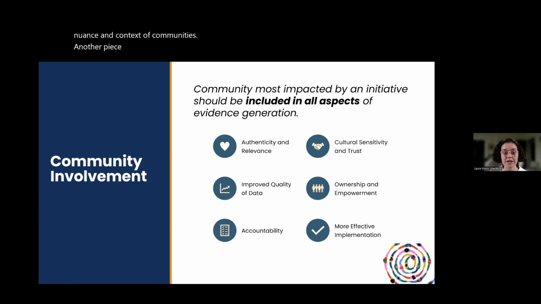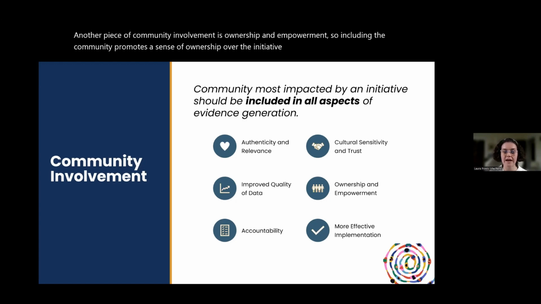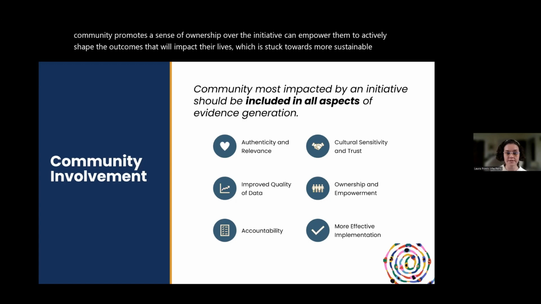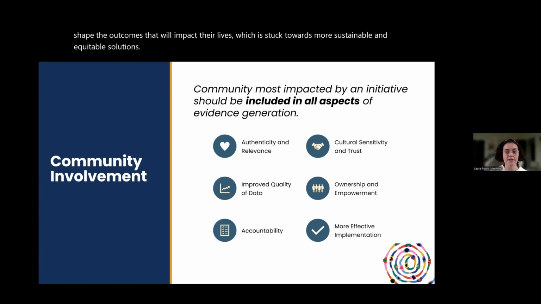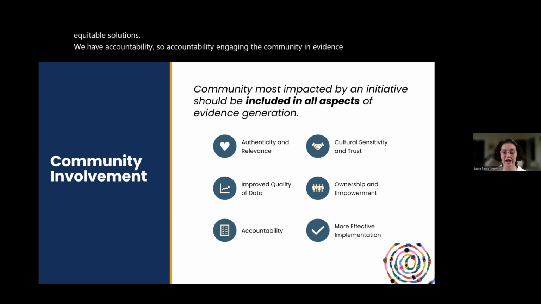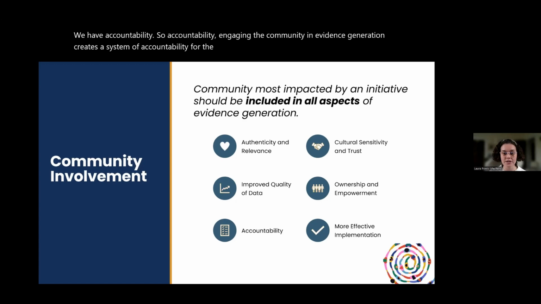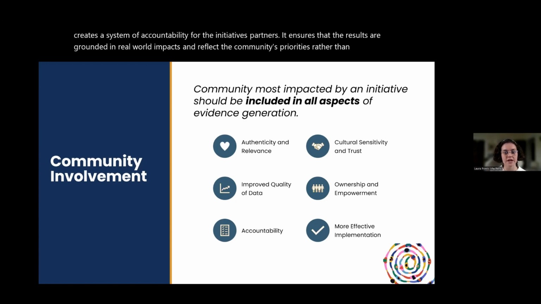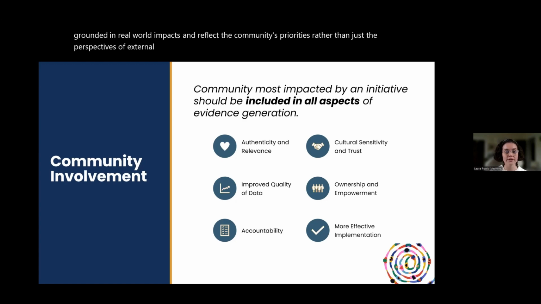Another piece of community involvement is ownership and empowerment. Including the community promotes a sense of ownership over the initiative, and can empower them to actively shape the outcomes that will impact their lives, which is a step towards more sustainable and equitable solutions. We have accountability. Engaging the community in evidence generation creates a system of accountability for the initiative's partners. It ensures that the results are grounded in real-world impacts and reflect the community's priorities rather than just the perspectives of external entities. And all of this together helps to lead to more effective implementation.